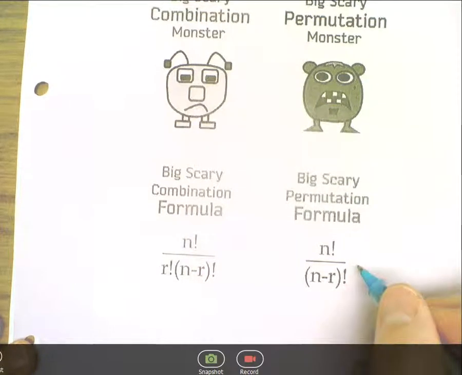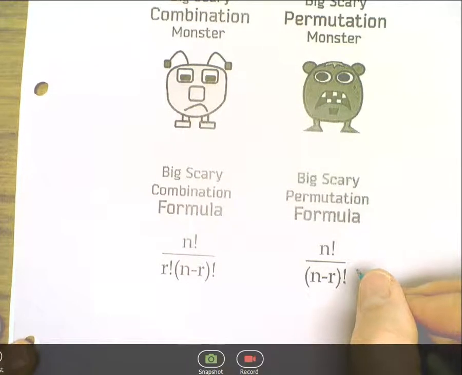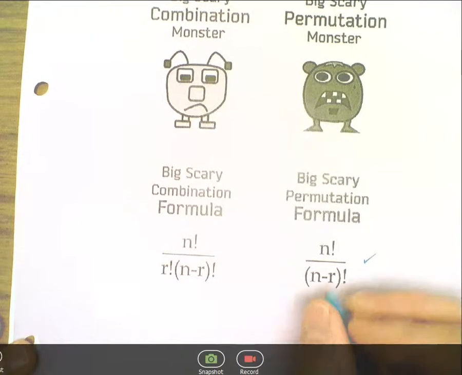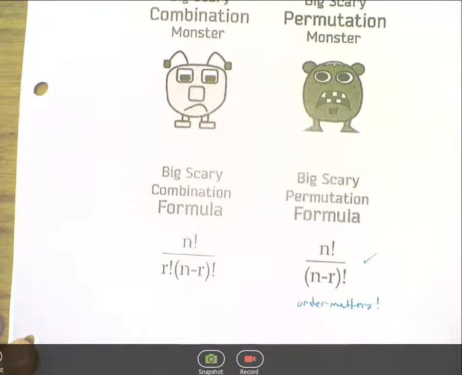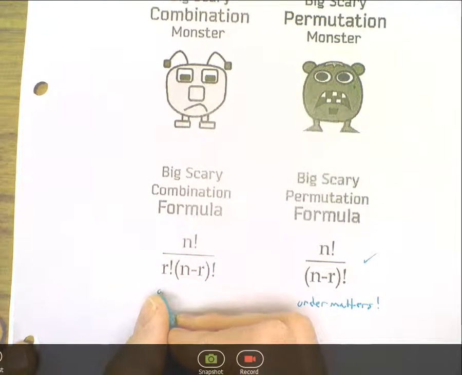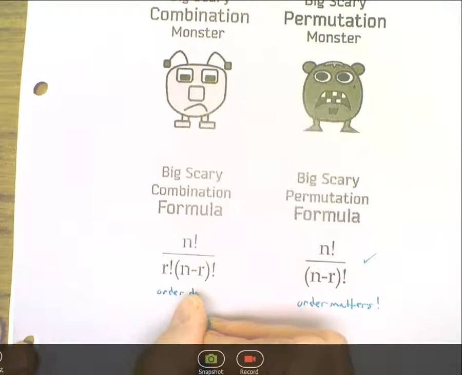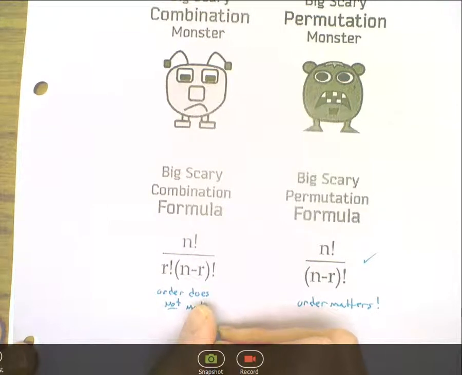Now, we already know the big scary permutation formula, which is right here. And this is where order matters. So, arrangements where the order matters. Okay? The exclamation mark is not a factorial. And over here, we're going to find out that there's an extra little r factorial written here, which is the number of objects that you're selecting. And here, we're going to find out that order does not matter. So it's groupings of objects where order doesn't matter.